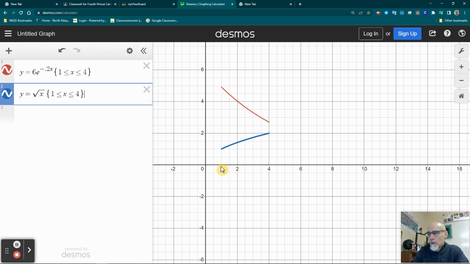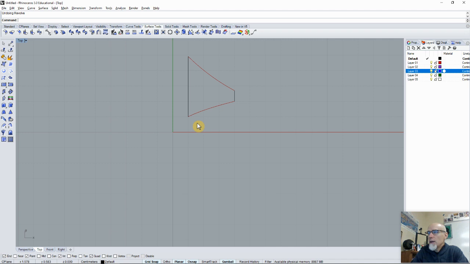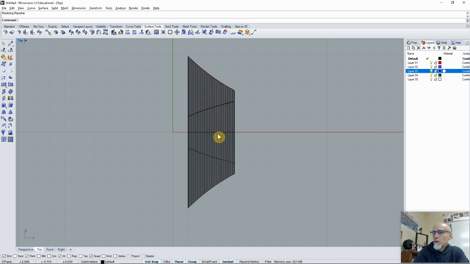Now Desmos isn't going to rotate it around the x-axis. So I also put that into Rhino and I connected the endpoints together. So I've got this little region right here and I'm going to rotate it about the x-axis. I've done a bunch of steps here. Let's see if I can just make it redo those steps. I've done the revolve in Rhino, it's called revolve. And I changed the color and made it a little bit more transparent.